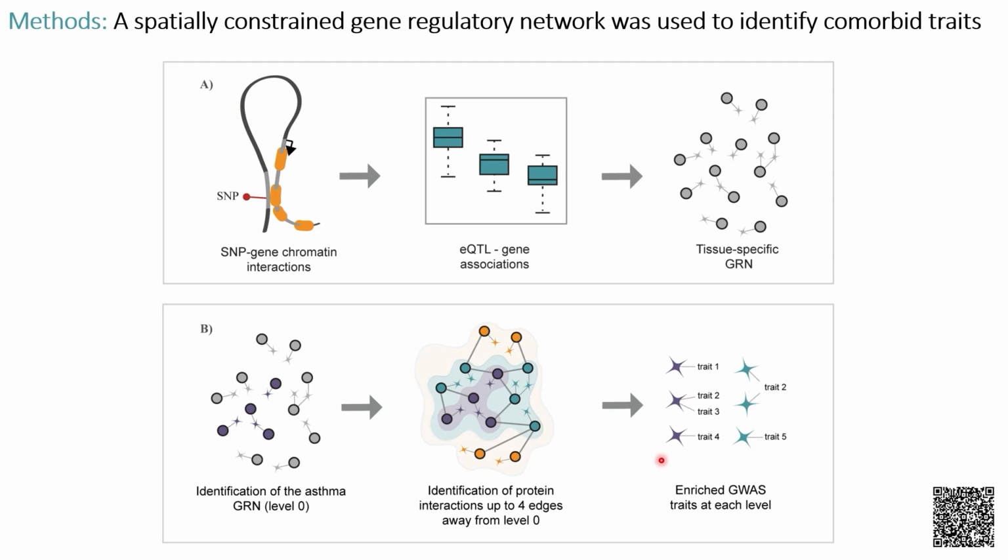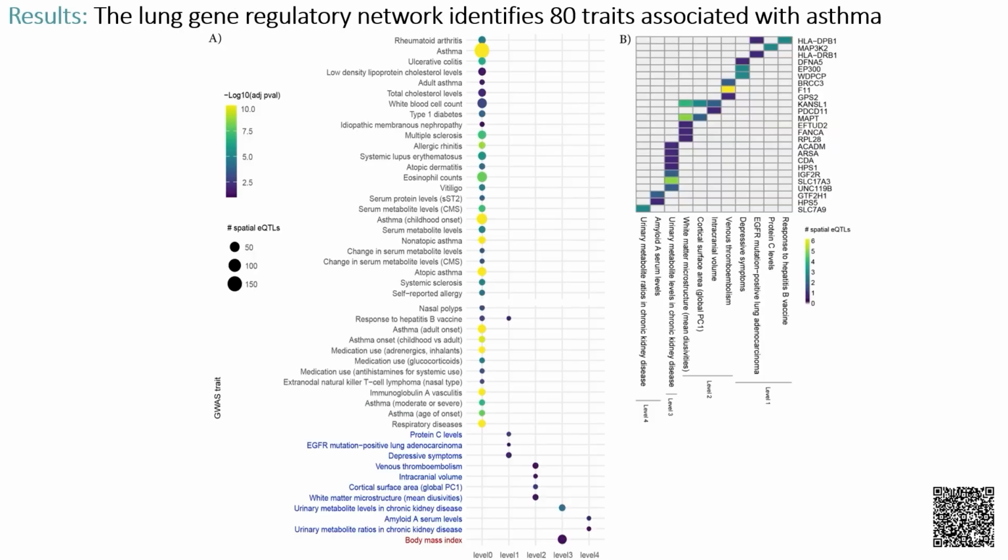We then specifically select for the traits that are significantly enriched. What this does is it essentially allows us to find which traits are enriched in the regulatory space, which is proximal to asthma. This identified 80 traits specific to the lung GRN, which include endotypes of asthma, medications used to control asthma symptoms, and known comorbidities of asthma.